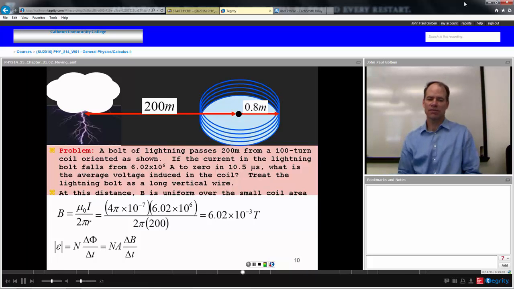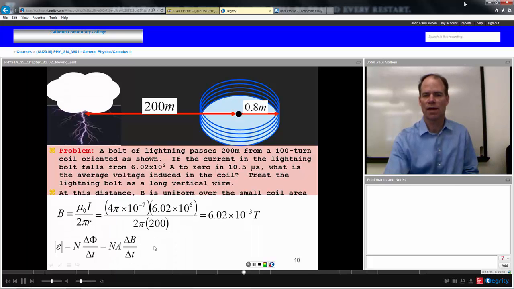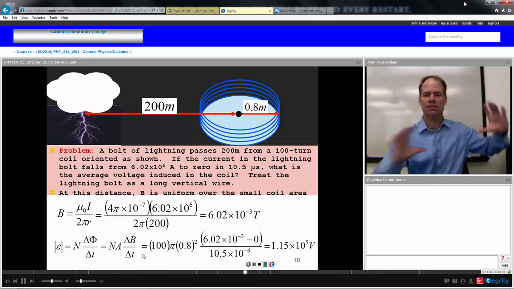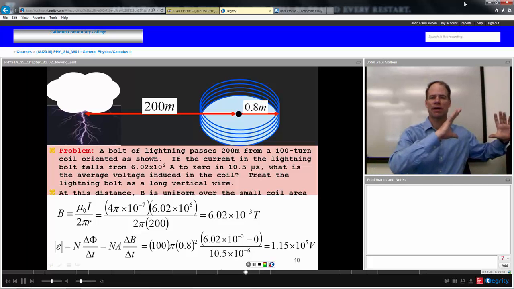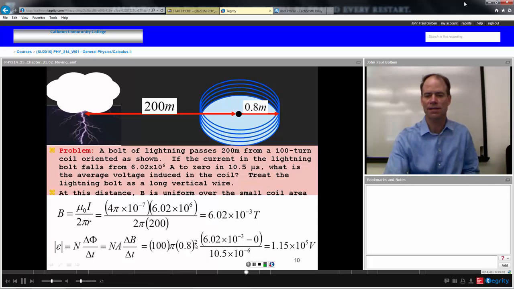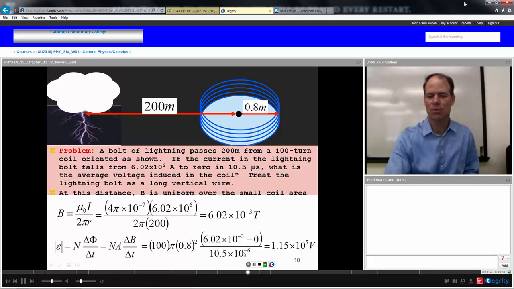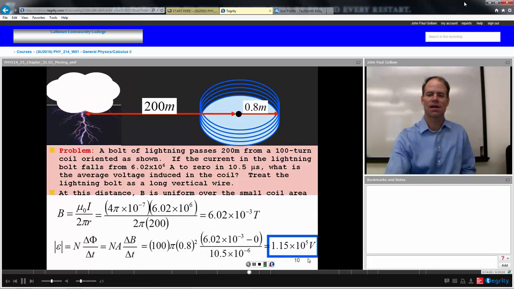Hence, the EMF is going to equal the number of turns, change in flux per time. We have a 100-turn wire. The area of this loop is pi times the radius squared, pi times 0.8 meters squared. And we're going to go from 6 megaamps down to 0 in 10.5 microseconds, giving us a voltage of 1.15 times 10 to the 5 volts. 115,000 volts.